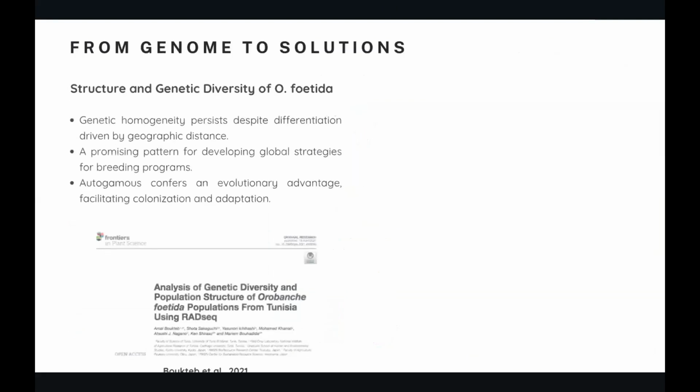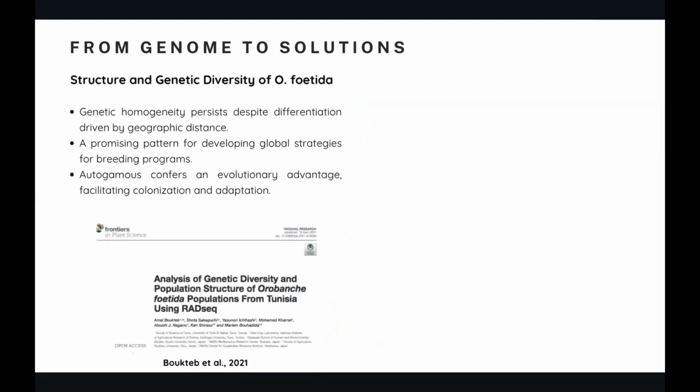So overall, for this project, we studied the structure and genetic diversity of Orobanche foetida, and we found genetic homogeneity among this population, despite some differentiation driven by geographic distance, which is a promising pattern for breeders to develop their breeding programs. The autogamous pattern of behavior of Orobanche foetida confers an evolutionary advantage, facilitating colonization and adaptation.